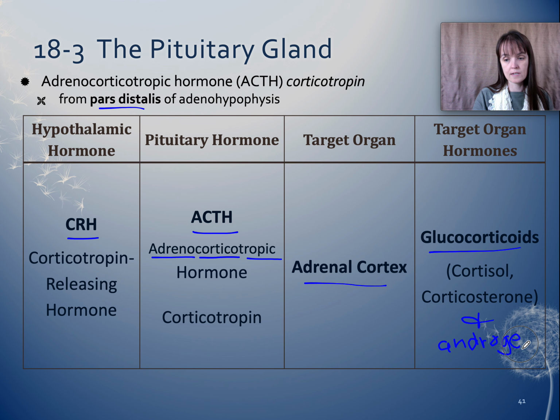Androgens. Androgens are what are considered the male sex hormone. The main androgen is testosterone. Okay. So the glucocorticoids are from the zona fasciculata, and the androgens are made by the zona reticularis, and we're going to have to cover that.